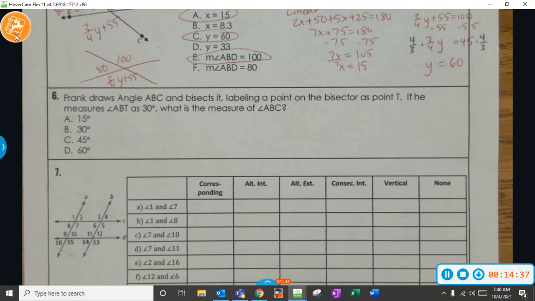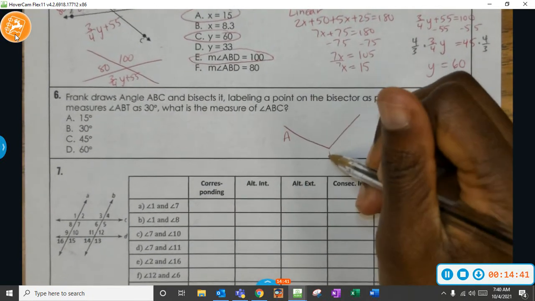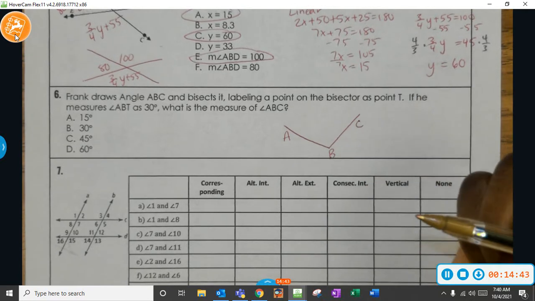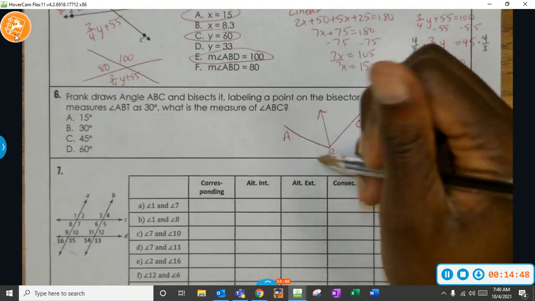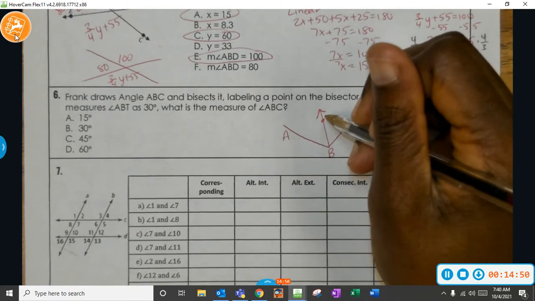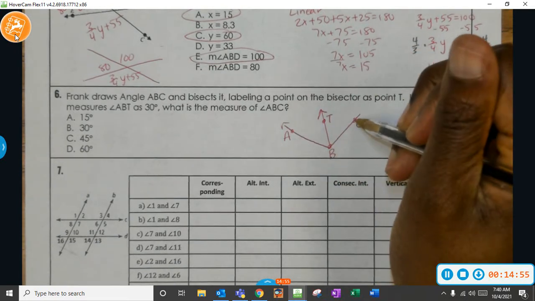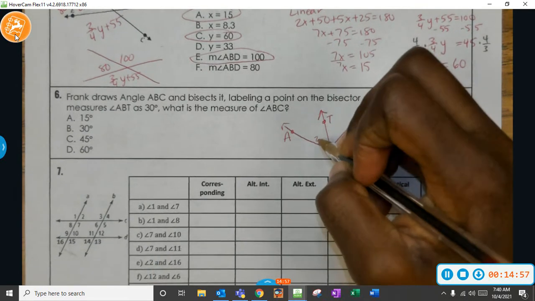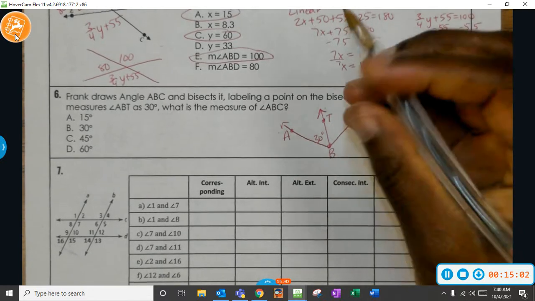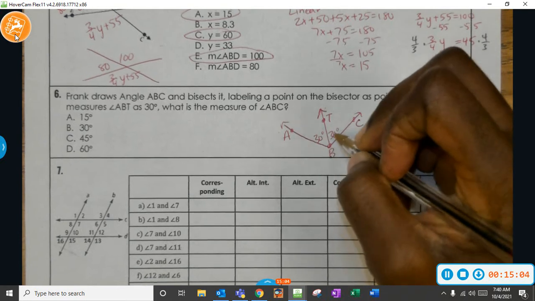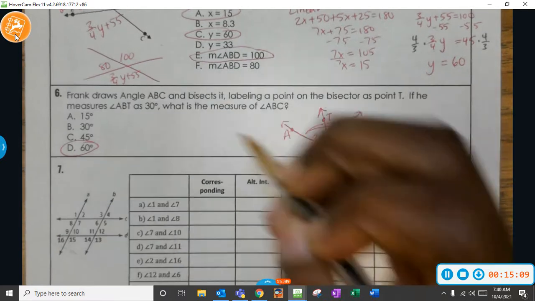All right, number 6, Frank draws angle ABC and bisects it, so you just want to sketch this. Labeling the point on the bisector, the bisector, remember, is the ray that cuts the angle in half. He labels a point T. If he measures ABT to be 30, what is the measure of ABC? Well, if ABT is 30, that means TBC is 30, because the bisector creates congruent angles. So ABC would be the combination of those, so 60.